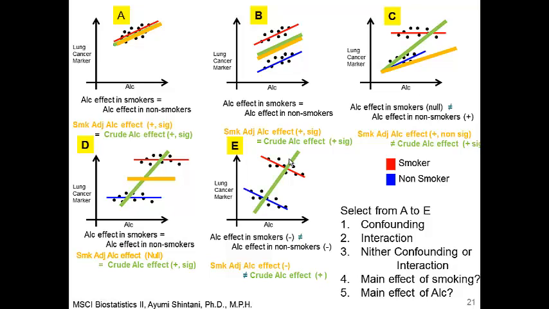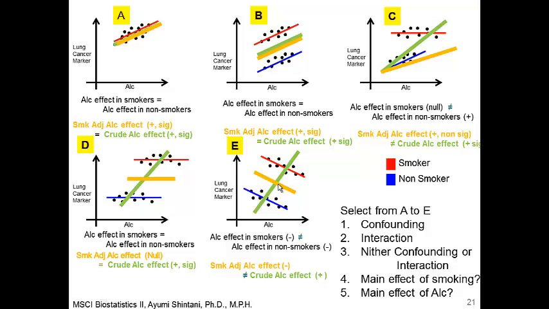In the crude analysis, you ignore red and blue, and you just put the straight line over this black dot, and that indicates positive association, right? But if you adjust for smoking, what happened? You take the average between red and blue, and since the slopes are the same, the adjusted effect would be the same as red and blue.